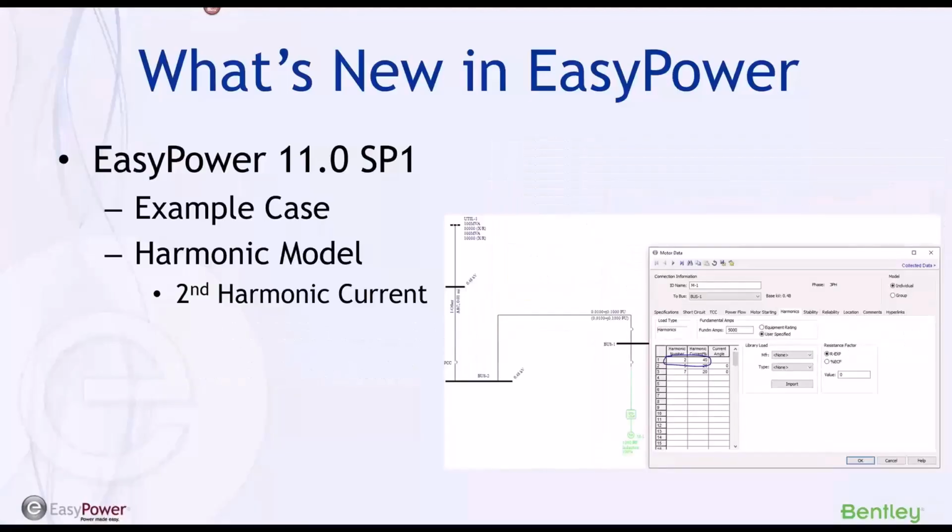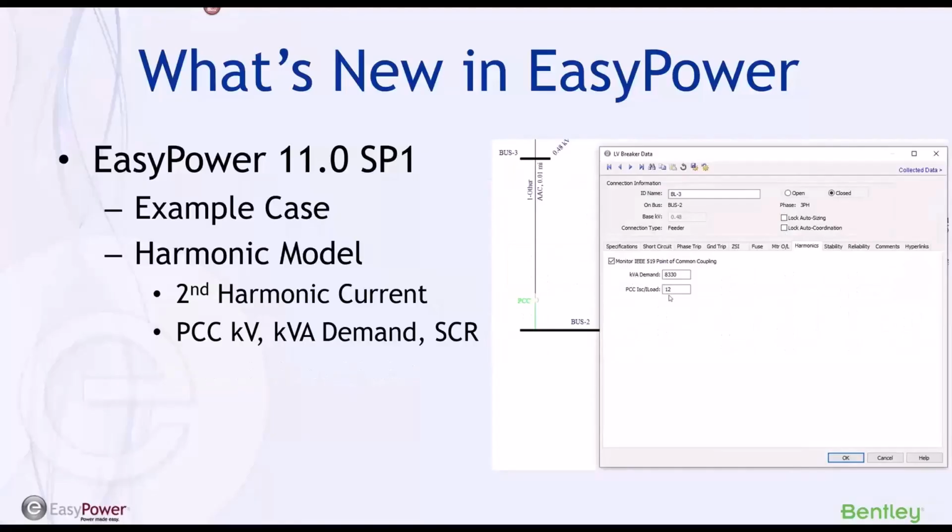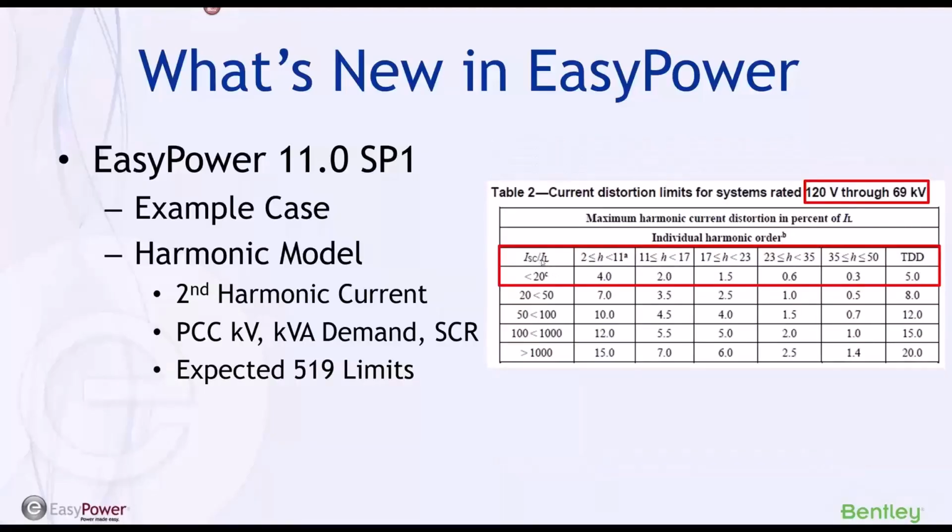Take a look at the system. What do we have for the system? The PCC bus voltage is 0.48 kV, which is 480 volts. So definitely it falls into the category of 120 V to 69 kV. Because we already know that my short circuit ratio is 12, which is less than 20, I have to choose the first row as my current distortion limit, and also my total distortion limit. So that is how EasyPower chooses the right limits to use here, and those are the expected IEEE 519 limits. See from the report.